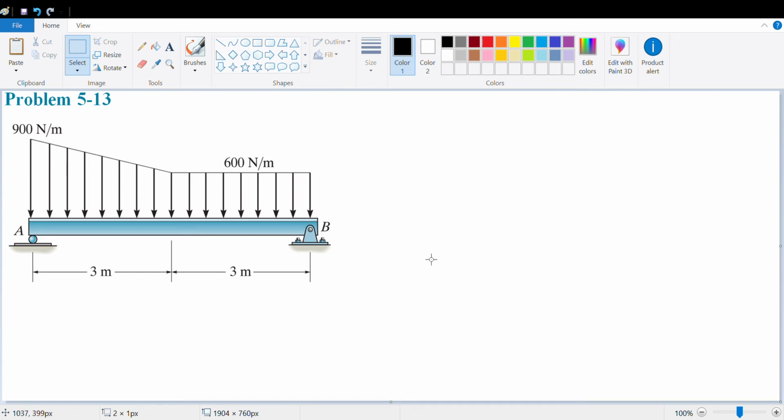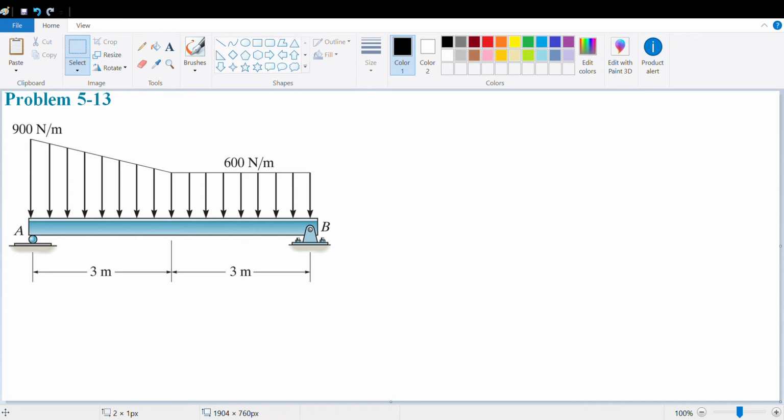Now let's look at an example from the book. We are going to look at problem 513. Here we have this beam, and we want to determine the reactions at the supports. So we have two types of supports.